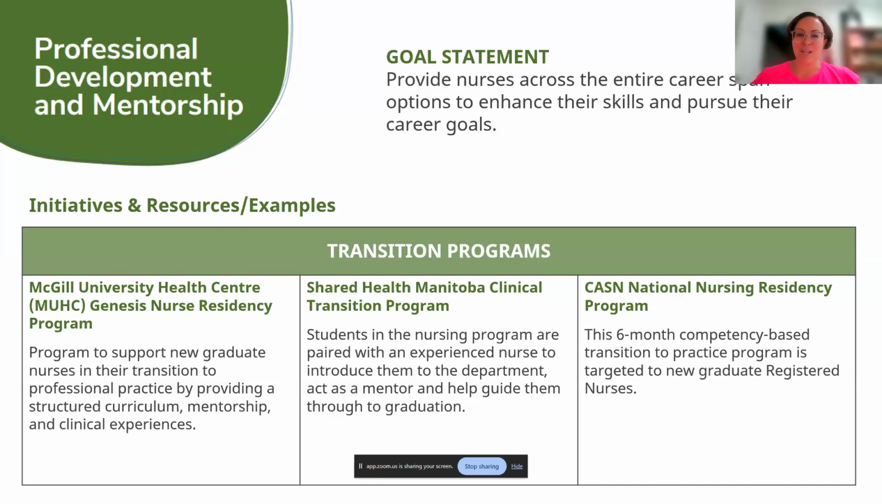There's also an example in Manitoba, the Shared Health Clinical Transition Program, which essentially pairs students with an experienced nurse in the department to act as a mentor and help guide them through to graduation. I know this is really challenging in the context of shortages. When there are vacancies, it's really hard to have learners who are supernumeraries. So having these types of dedicated programs is a means of really bolstering that support and easing that transition to practice. And then again, the McGill University Health Center's Genesis Nurse Residency Program is another example of transition programs.